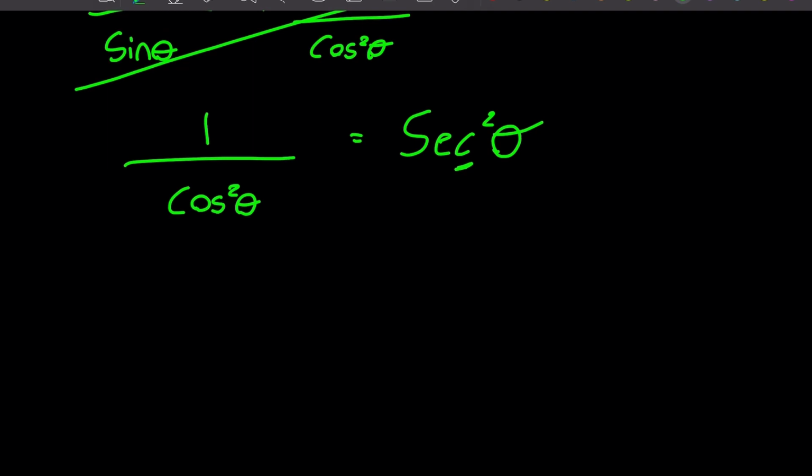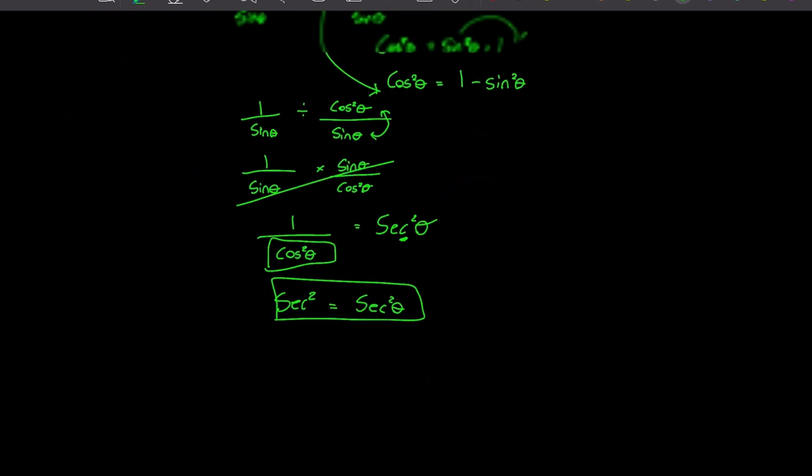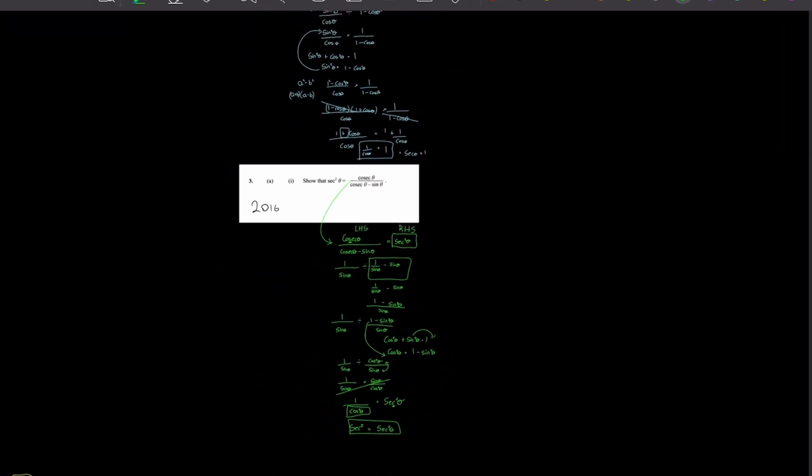And we know that 1 over cos theta is equal to sec theta. So 1 over cos squared theta is equal to sec squared theta, and therefore we have just proved it. And this was on 2016.